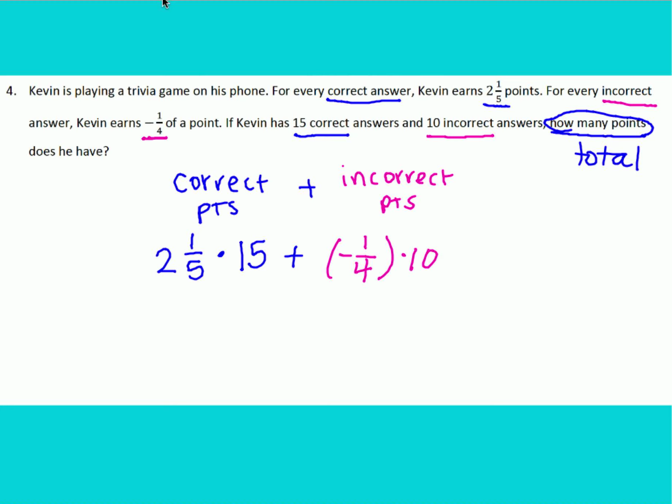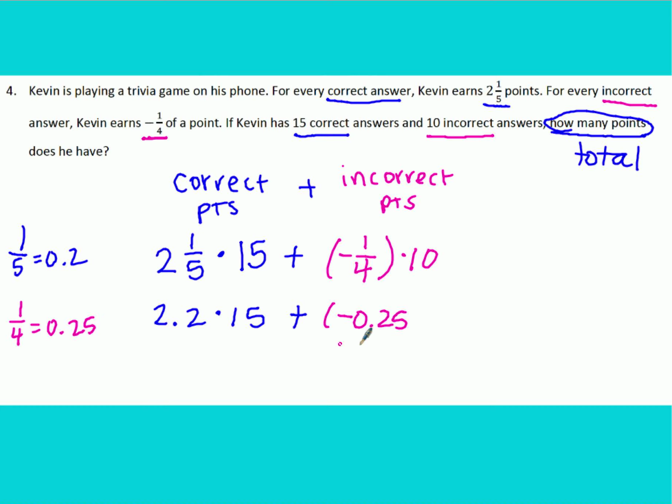Now there's a few ways to do this. You can keep the fractions by changing these into improper fractions, or you can just change them to decimals. I think decimals are a little bit easier. So I'm going to rewrite 2 1/5 as 2.2, because remember 1/5 in decimal form is just 0.2. And if I have 2 wholes already, I just have 2.2 when I change that number. I'm going to multiply that by 15, and then I'm going to change my fraction over here. So negative 1/4 is just negative 0.25, because remember that 1/4 is 0.25 or 25 hundredths. And then we multiply that by 10.